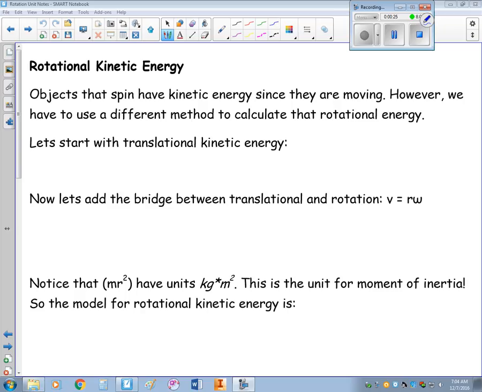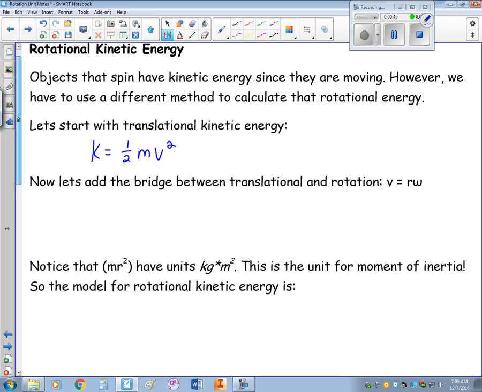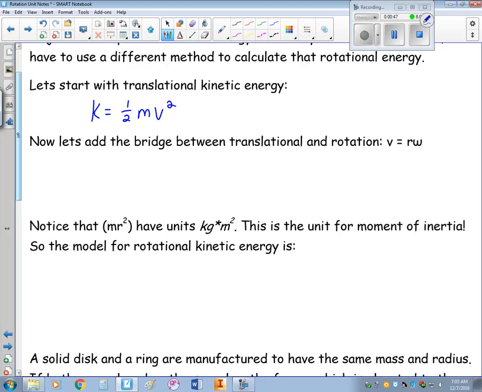So spinning objects will have kinetic energy. They are moving. But we have to use a different method to calculate that rotational energy. Let's begin with translational kinetic energy. By now, this should be a very familiar model. Okay, now let's add in the bridge.